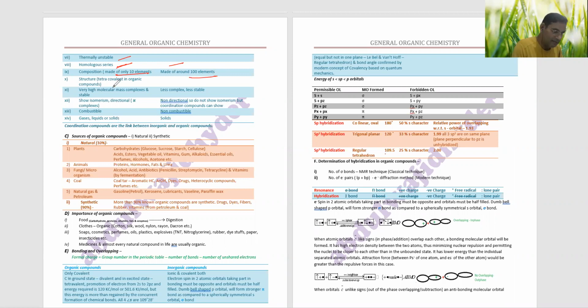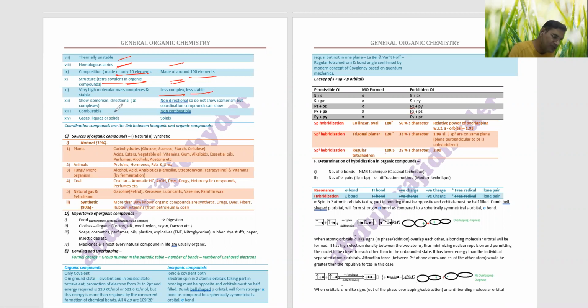In the structure of organic compounds, carbon in organic compounds or in any compound is always covalent, and different elements will have different valencies. Actually, inorganic chemistry means the chemistry of metals in general. That's not entirely true. Non-metals can also be inorganic in nature, but in general, the chemistry of metals is inorganic chemistry, and the chemistry of carbon is generally organic chemistry. The molecular mass of organic compounds is very high and they are stable, while the mass of inorganic compounds is not that high and they are less complex and less stable.